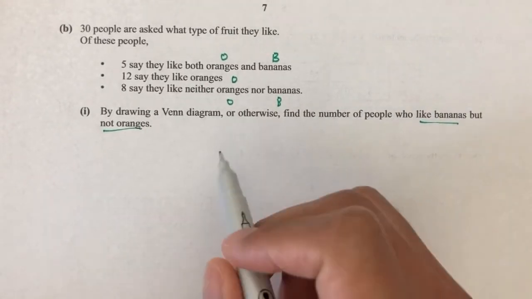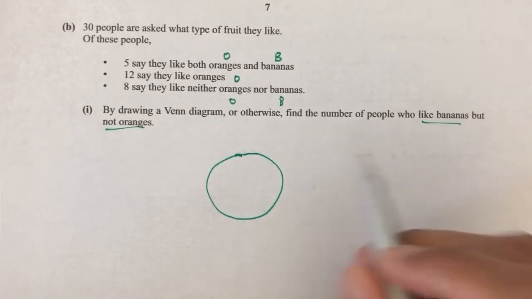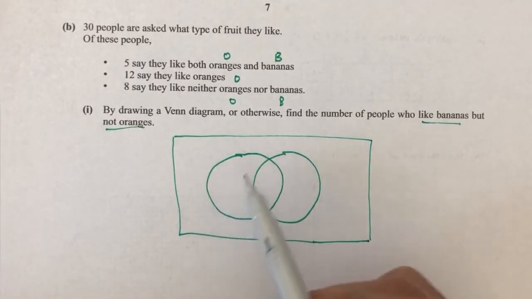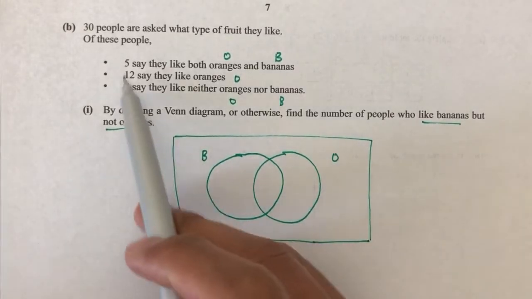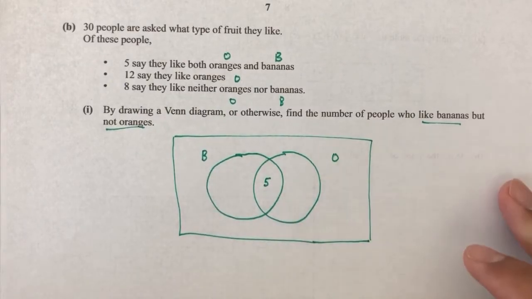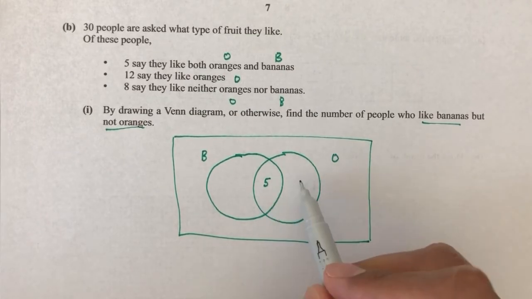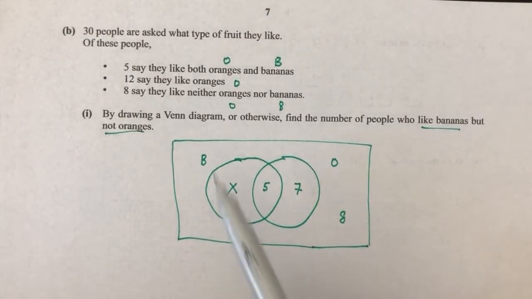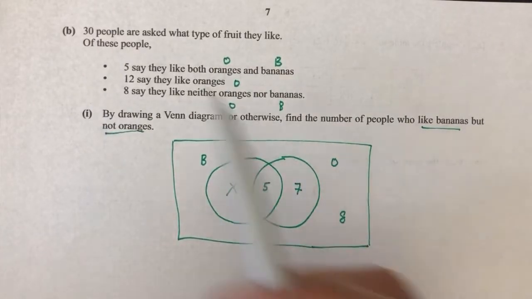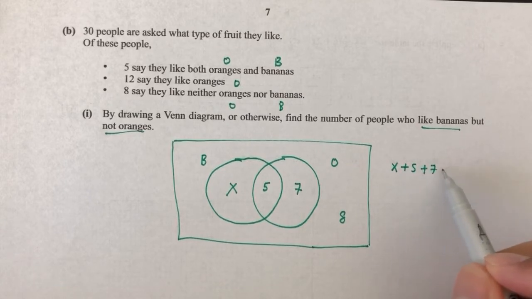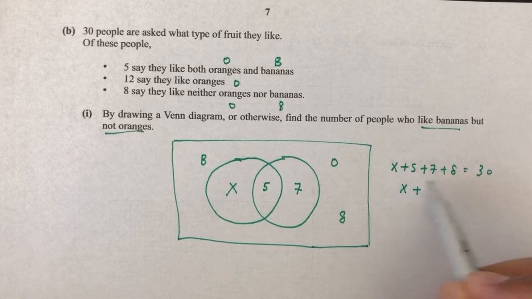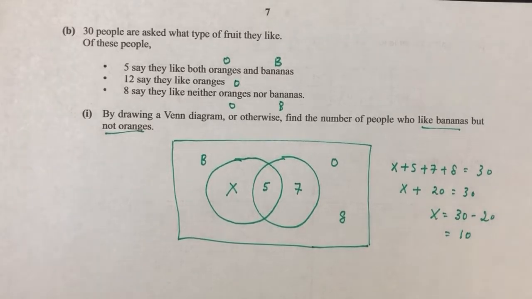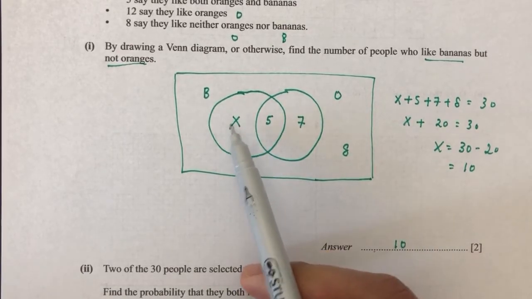So let's find out. So we have two sets, and this is the universal set. Okay. So let's name this one banana and this one oranges. So 5 say they like both, so 5 like both banana and oranges. 12 say they like oranges, 12 is here, minus 5 is 7. 8 say they like neither. We don't know this one. So we have to find the value of x. So we can see that there's 30 people, so if we add everything up we have 30, which means x plus 5 plus 7 plus 8 should be 30. This will be 20 equal to 30. x will be 30 minus 20, that will be 10. So the answer will be 10 people like only banana but not oranges.